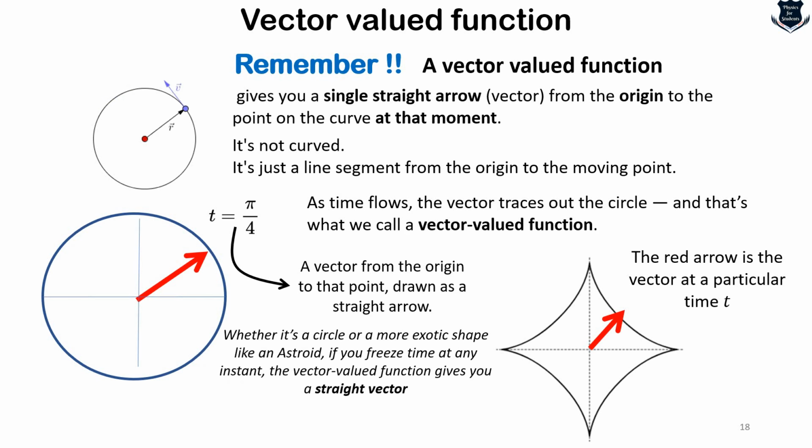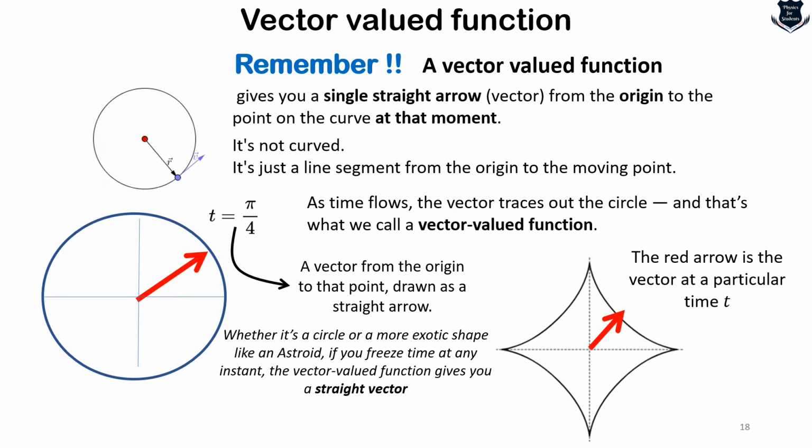So remember, whether it is a circle or an asteroid or any other exotic shape that you're dealing with, if you're freezing time at any instant, the vector valued function gives you a straight vector. It is not something which is going around at you. As you stop it, it will just be a straight vector.